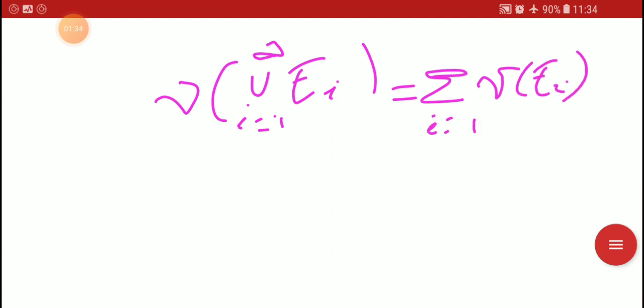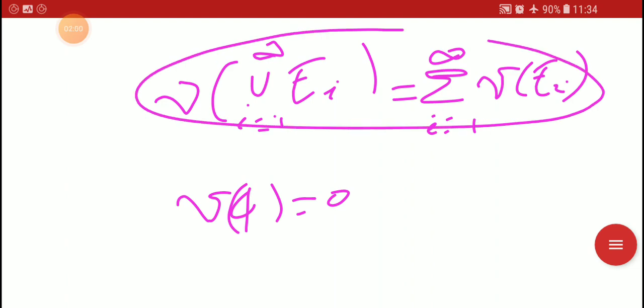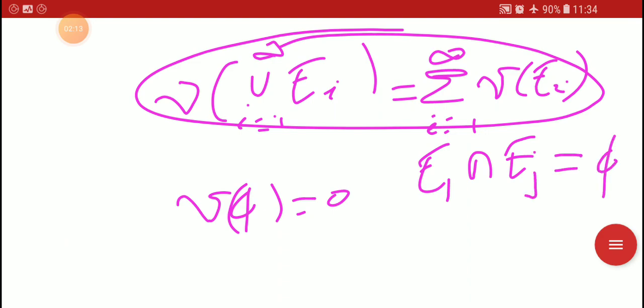That is the additive property. These are the three qualities: nu can take the value plus infinity or minus infinity at most one of them, the function value of the null set is 0, and nu of union of E_i is equal to the summation of nu of E_i. The last condition is possible when the sets are pairwise disjoint, that is mathematically written as E_i intersection E_j is equal to the null set for i not equal to j. That is the definition of signed measure.